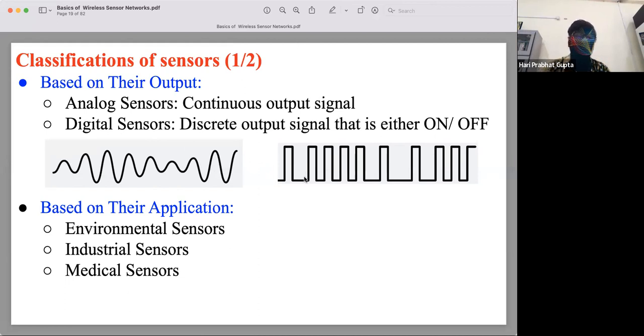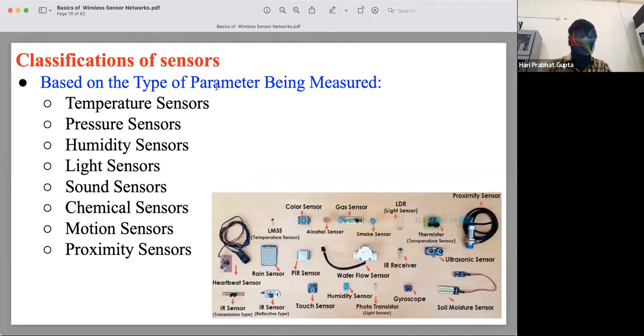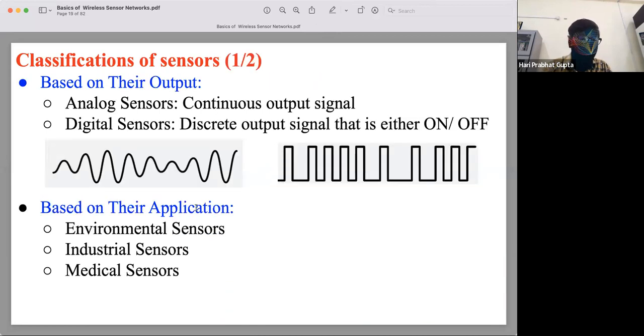One is the analog sensor, the other one is the digital sensor, of course based on their application, not based on their parameter measurement. Here we measure the parameters, here we have the application. If the sensor is useful for environmental monitoring, we can say these are environmental sensors. This is another class of classification. If the sensor is useful for industrial purposes, we can say industrial sensor. If the sensor is used for medical sensing purposes, then we can say this is the medical sensor. So this is the application-based sensor classification.